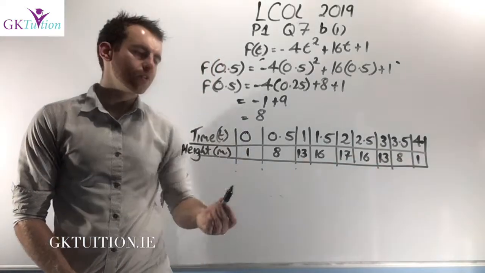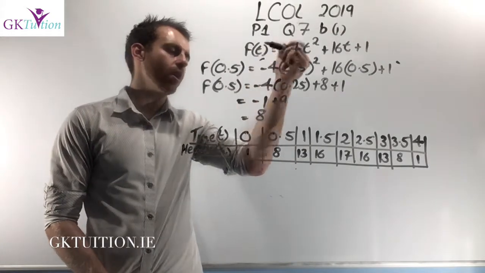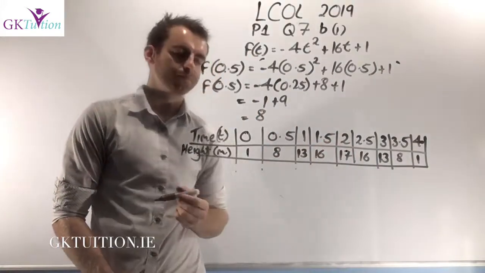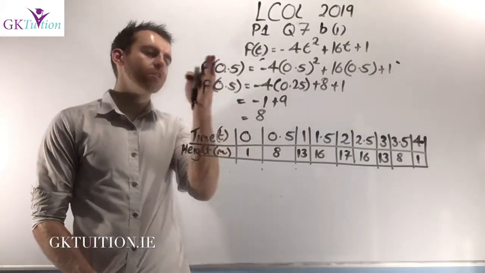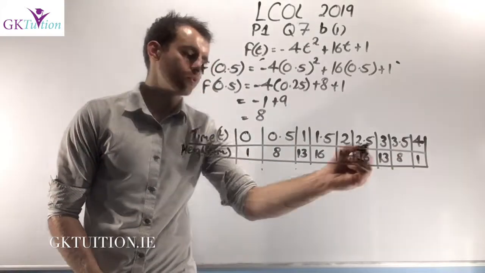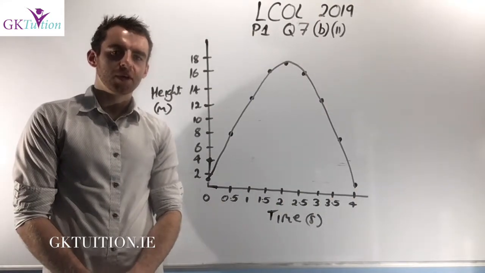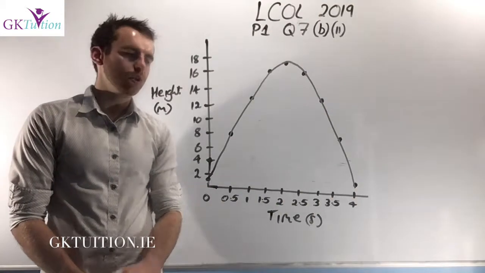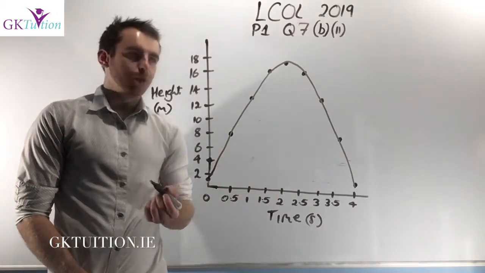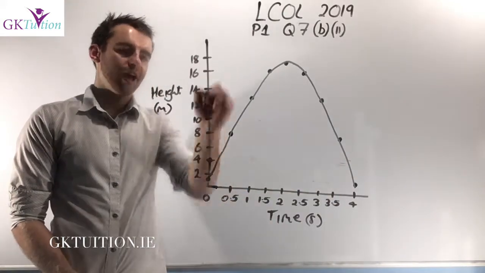So if you just think about what's happening, for the first 2 seconds, the ball is getting higher and higher. It reaches a maximum of 17 meters, and then it starts to go down again. So you need to work this out for each one of your values, but your answers in this case just look like that. In part 2, we were asked to use the grid given to draw a graph of the height of the ball over the first 4 seconds of its flight. So we just plot the points from B part 1. Along the x-axis is time, along the y-axis is the height.